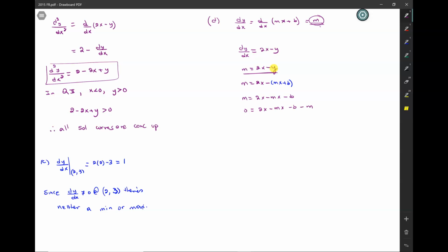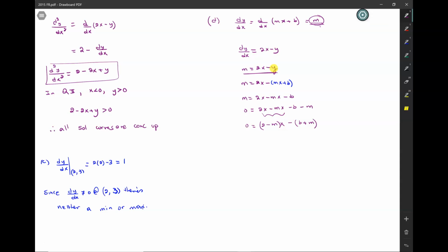Here's the tricky part. How to solve this? All this has to equal 0, right? Okay. I have an idea. Would you substitute the m for 2x minus y? No, because then you just get what we started with 3 steps ago. Let's factor this. Let's do 2 minus m times x, minus b plus m.